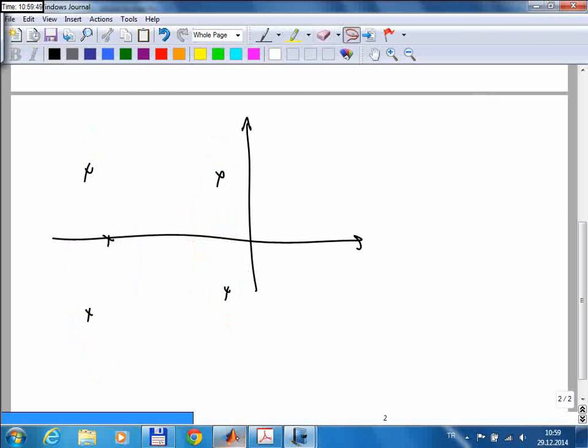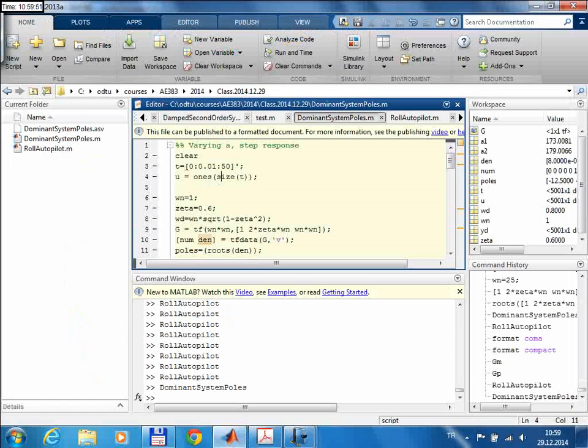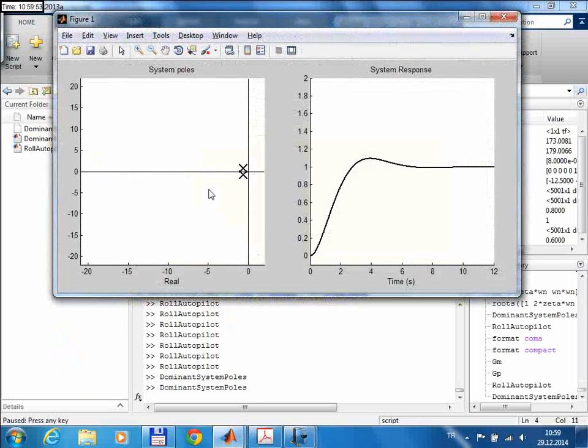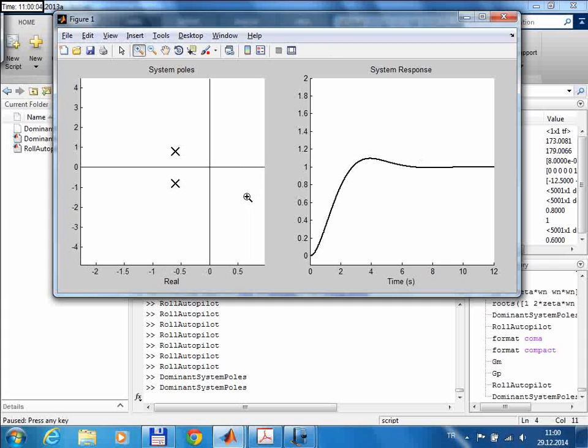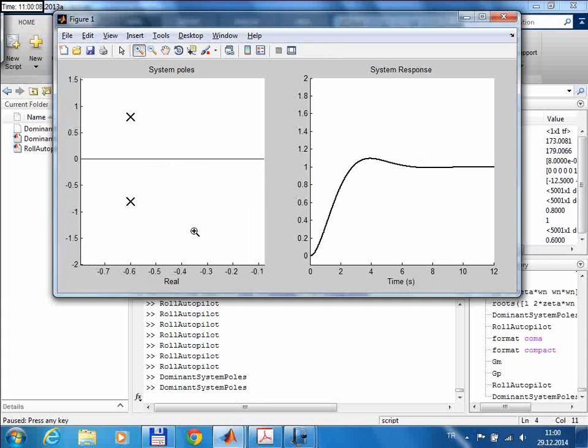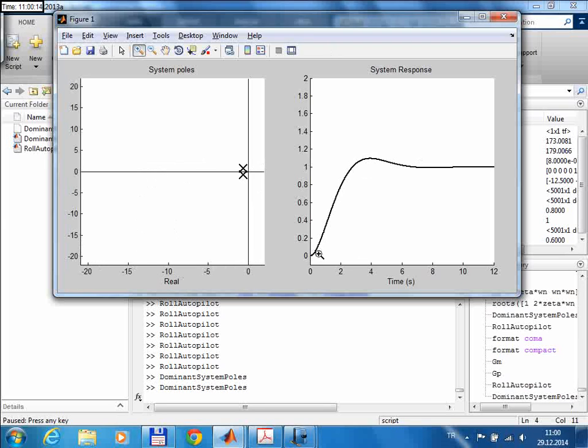So let me show you a numerical example of that. So I'm going to run my little code here. This is a second order system, and we're looking at the step response of that system. I have two poles, so let me show you where these poles are. The time constant you can find from here, about 0.6, so 1 over that is the time constant. Anyway, you see how fast the response converges.